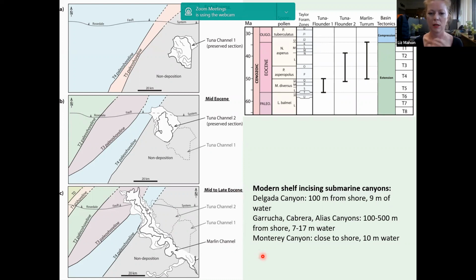For example, the Delgada Canyon of California, the head is located only 100 metres from the present-day shoreline and in 9 metres of water. Similarly, the Garucha, Cabrera and Elias Canyons are located in 100 to 500 metres of water and only around 7 to 17 metres water depth. And then the Monterey Canyon is located incredibly close to shore and in only 10 meters of water. So we have some analogs and we're starting to think perhaps these channels are quite likely to be submarine shelf incising channels as opposed to fluvial canyons.